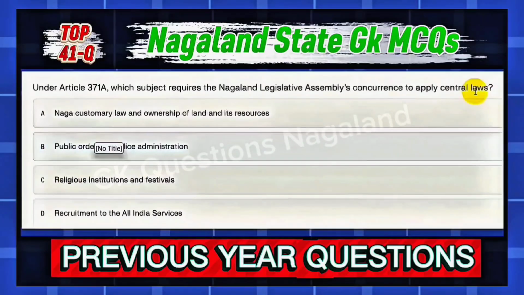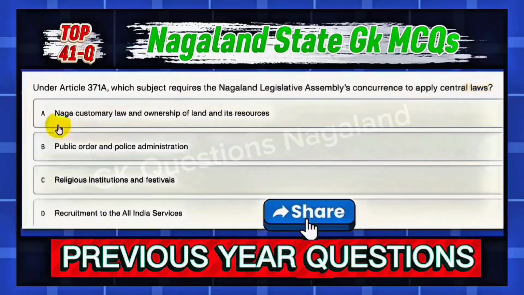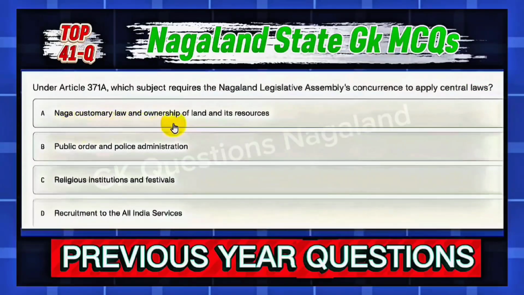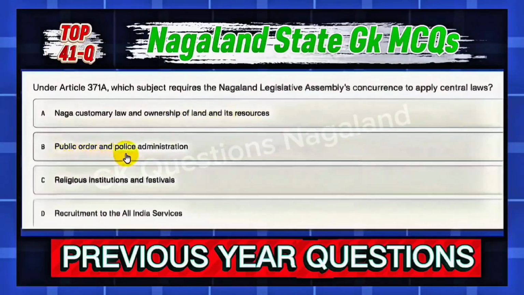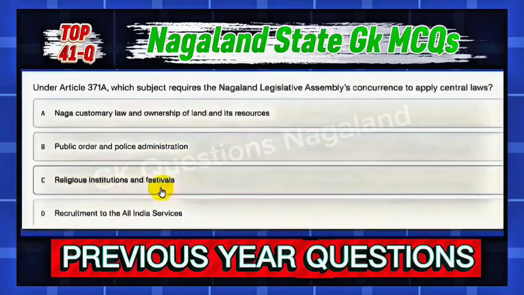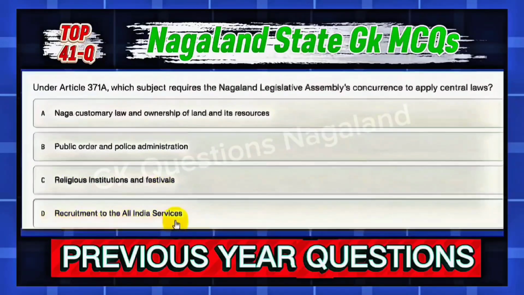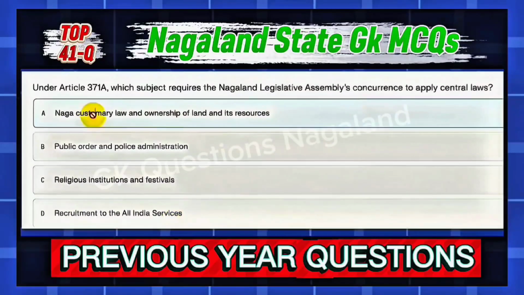Question 2. Under Article 371A, which subject requires the Nagaland Legislative Assembly's concurrence to apply central laws? Options: A. Naga customary law and ownership of land and its resources, B. Public order and police administration, C. Religious institutions and festivals, D. Recruitment to the All India Services. The correct answer is A. Naga customary law and ownership of land and its resources.